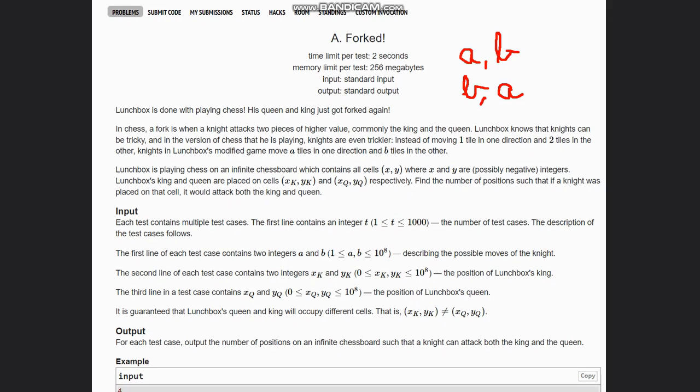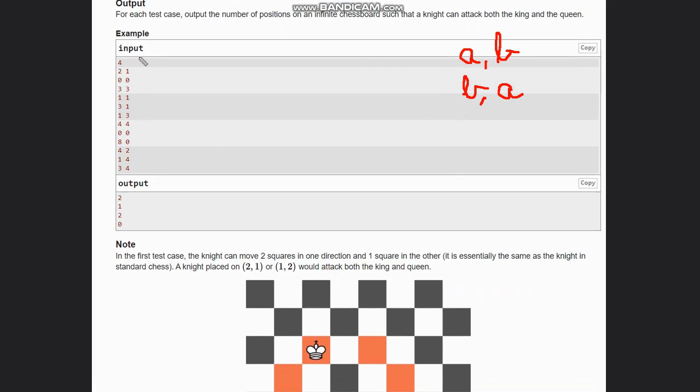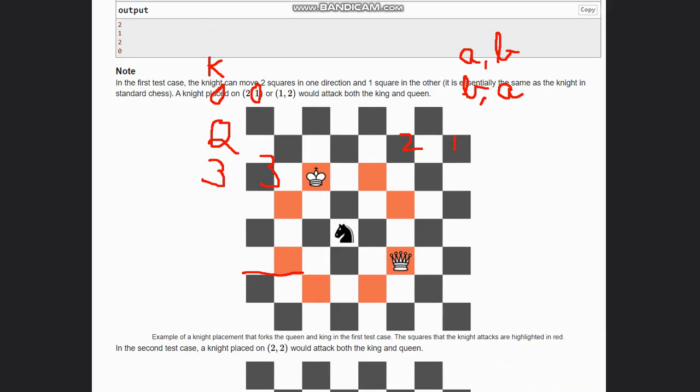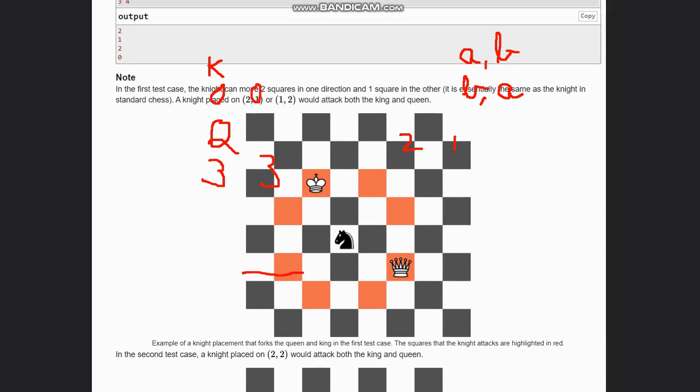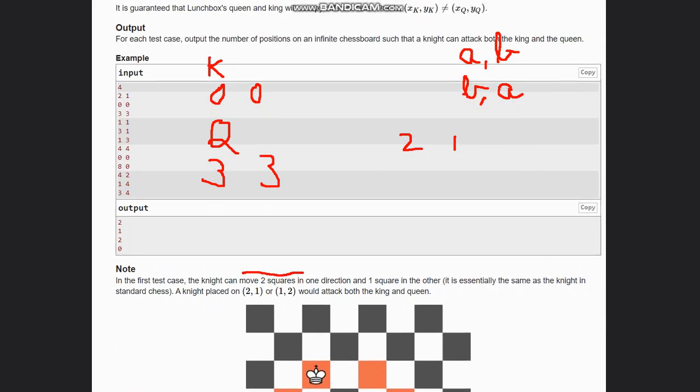So now let's move to the test cases. In the first test case, we have 2, 1, so our A is 2 and B is 1, and for the king we have 0, 0, and for the queen we have 3, 3. Now when our knight is placed on (2, 1) or (1, 2), it can attack both the king and queen. As it is shown here theoretically, so you can analyze this better. Also, you can see the other test cases here as well in this format.